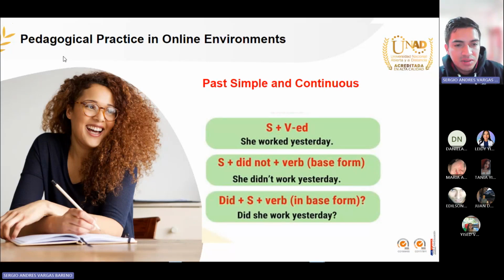We have one example. She didn't work yesterday. In this case, it is work, not worked. Base form of the verb. And in the question, the same structure, we change the position between the auxiliary verb and the subject. And we have: Did she work yesterday? In this case, base form for the verb. Is it clear at this point?